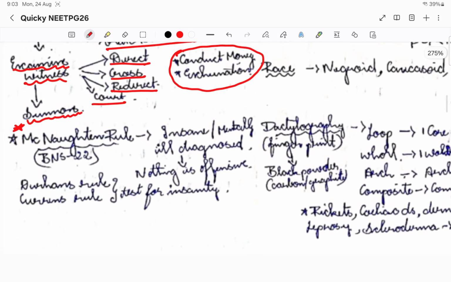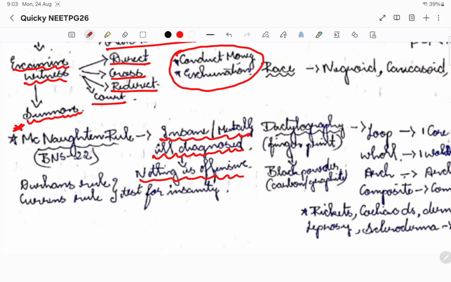Then coming to McNaughton's rule, it tells that for example, a crime has happened and he was diagnosed ill. If he is a mentally unstable patient, then he is given the rule that there is no offense from him. So nothing is offensive when it is a mental patient or a mentally ill patient that is doing the crime.